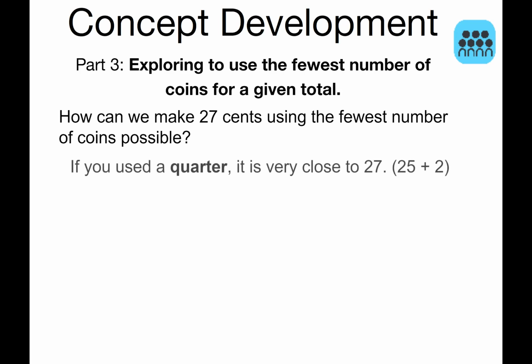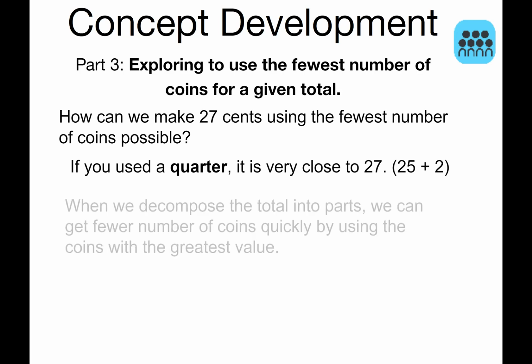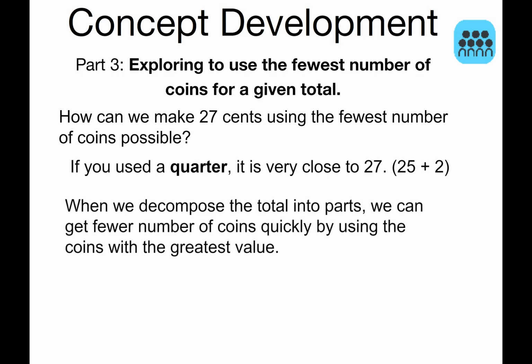So we have a quarter plus 2 more cents, because a quarter is 25, very close to 27. 25 plus 2 equals 27. So when we decompose the total into parts, when we take apart the big number and make it smaller numbers, oh look, that's kind of like a number bond, right? Could I draw a number bond with 27 at the top and 2 bubbles, one that has 25 and one that has 2? Yes, I could. So I decomposed 27. I took it apart into 2 parts, 25 plus 2.